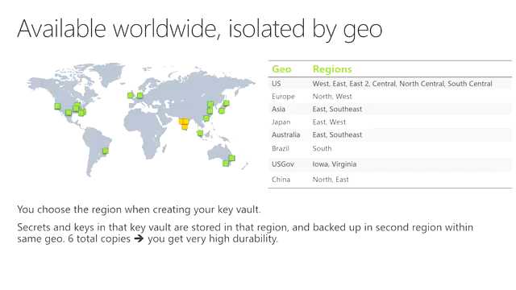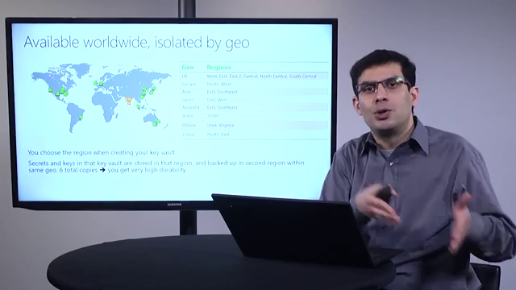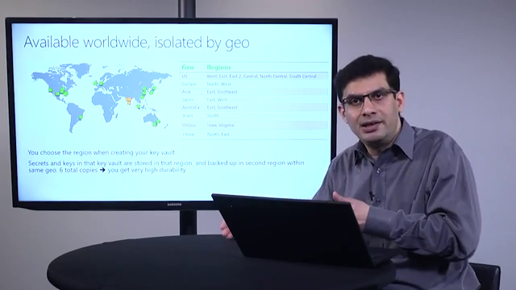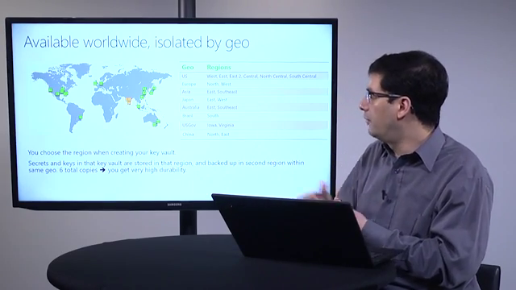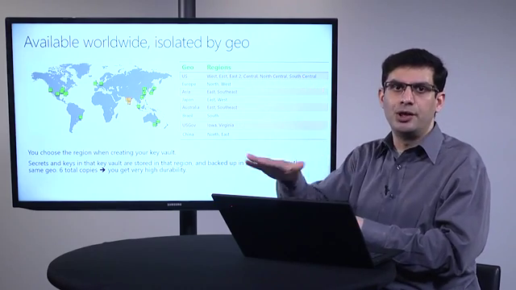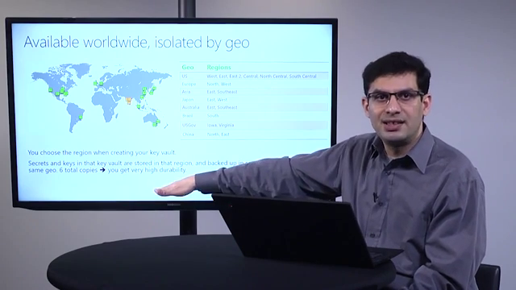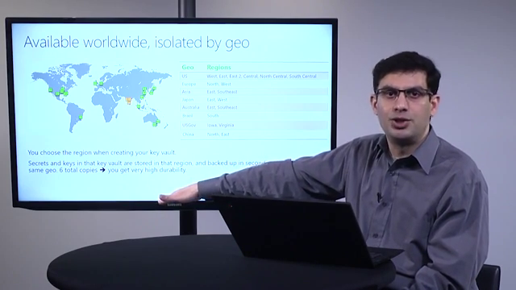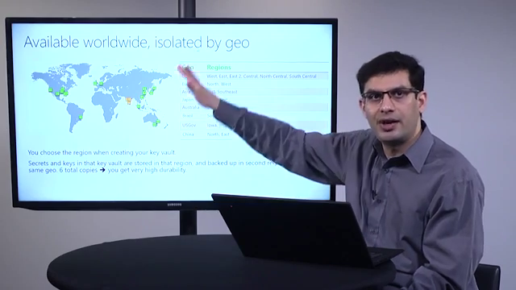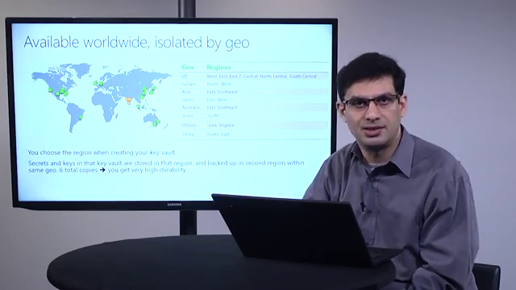The keys and secrets that you add to that Key Vault are primarily stored in that particular region. There's 3 copies made in that particular region. We also make 3 copies in a secondary region within the same geography. So if it's in West US, typically the copies get made in East US. This is not something you choose. This happens behind the scenes. In all, there are 6 persistent copies of your secrets, which means you get very, very high durability. Even if an entire data center craters because of an earthquake, your secrets are safe.